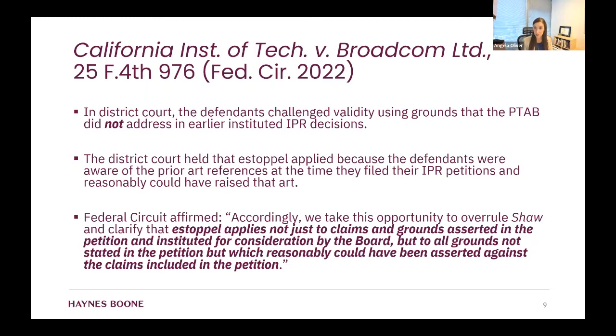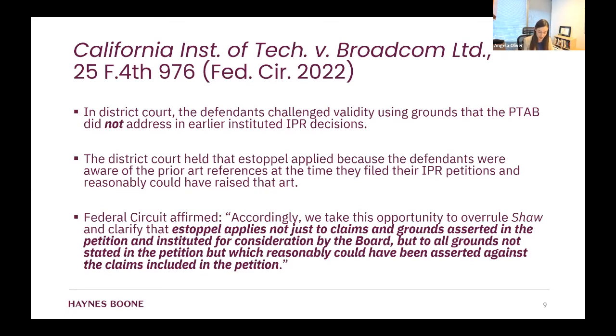They expressly overruled the Shaw opinion that we talked about a few minutes ago. And you can see the quote here at the bottom of the screen. They've clarified that estoppel applies not just to claims and grounds asserted in the petition and instituted, but also to grounds not stated in the petition, but which reasonably could have been asserted against the claims in the petition. So that takes kind of the broader view of estoppel. And I apologize for whatever sirens are outside my window right now. So the Federal Circuit's decision takes this broader view of estoppel, that whether you tried and had it denied or not, like we saw kind of post-Shaw, if you could have possibly raised it in your petition, you're now estopped from asserting that going forward.